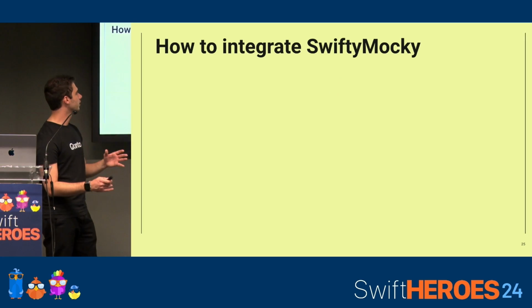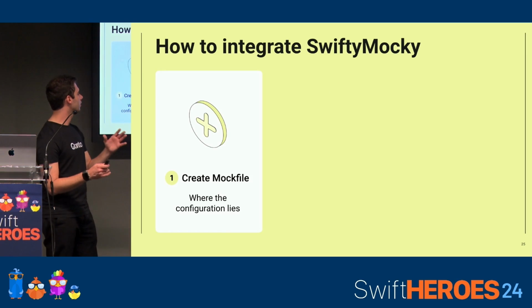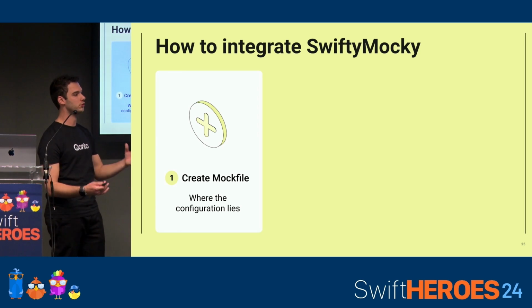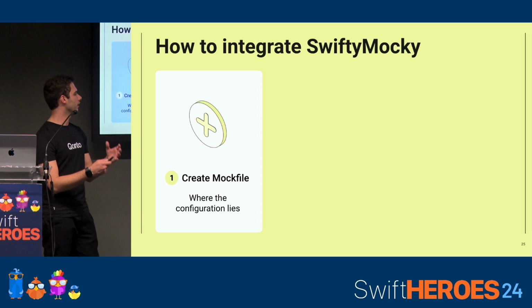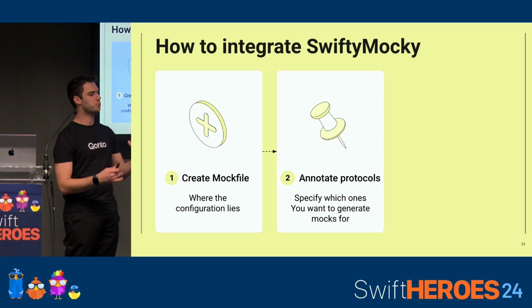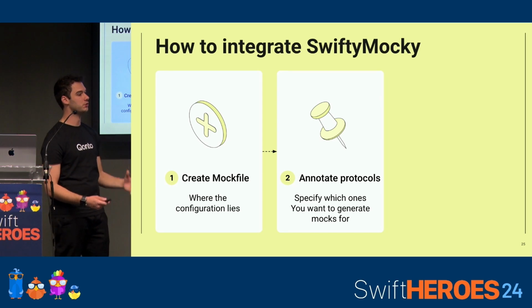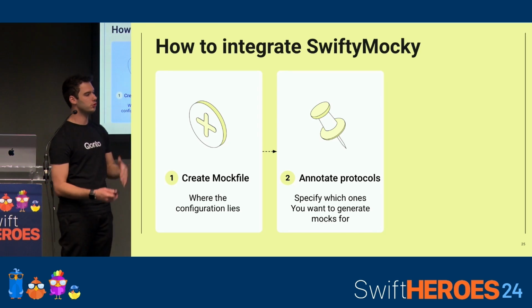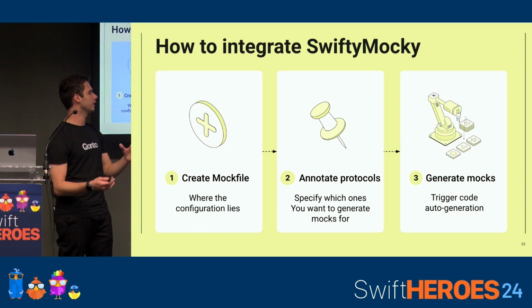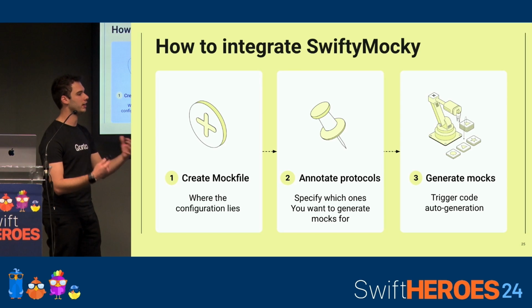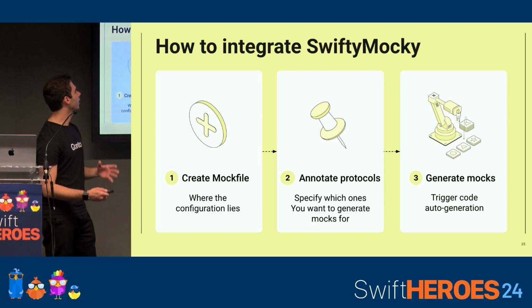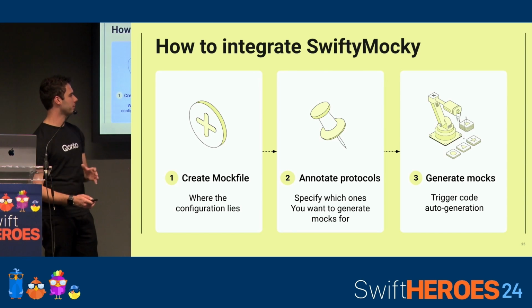It's really simple. There are 3 steps to this process. First, we start by the creation of a mock file. The mock file is where the Sourcery configuration lies, and this is the first step of our process. The second step is the protocol annotation, so you actually need to specify which protocols you want to mock for your unit test. And finally, the mock generation itself, so you can go ahead and trigger the code auto-generation so you don't have to do it manually. So let's have a look one step at a time.